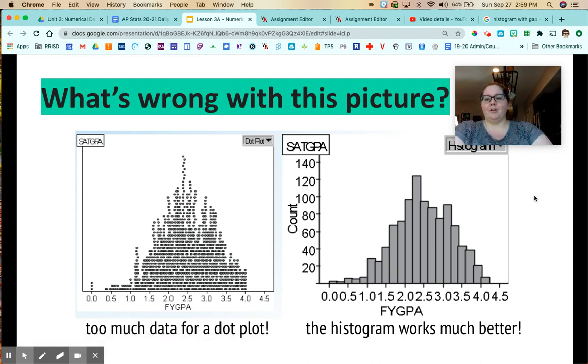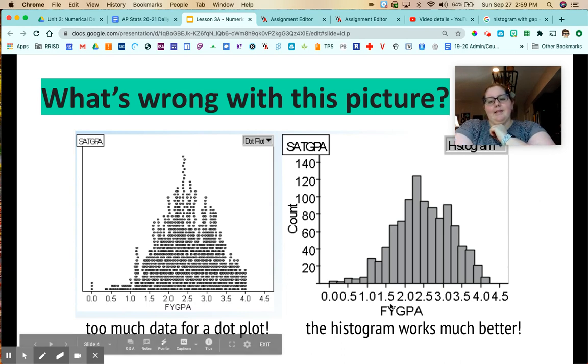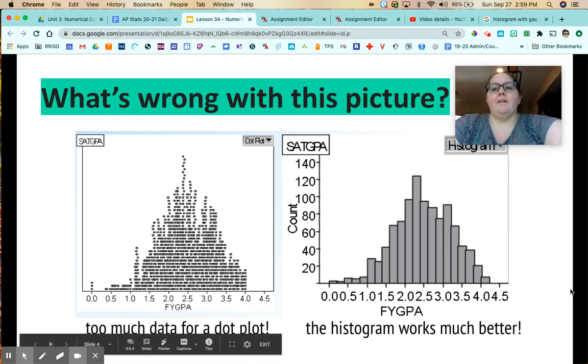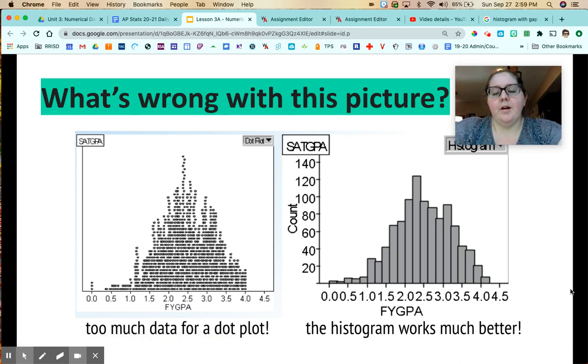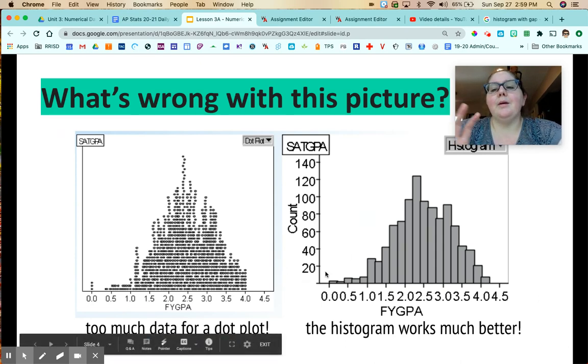It kind of looks like a bar graph, except you may notice the bars are all touching now. They don't have gaps in between. And of course, my x-axis is numbers instead of categories like they were before. So a histogram gives us a little bit of a cleaner look to that same set of data.